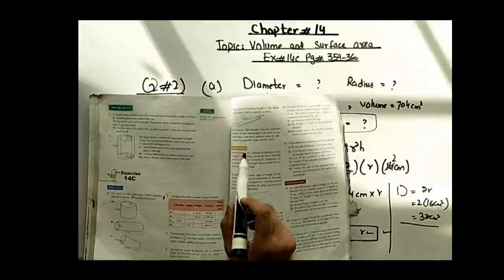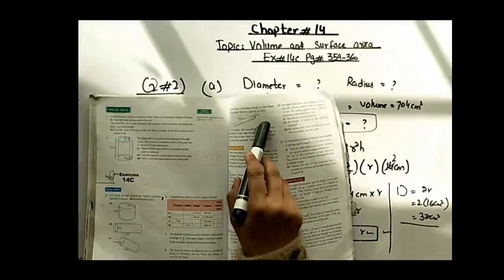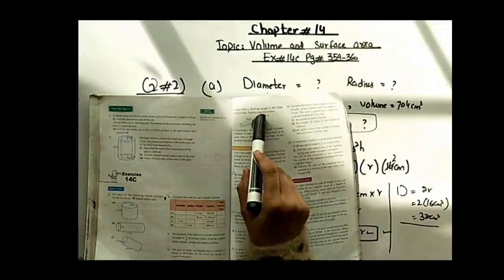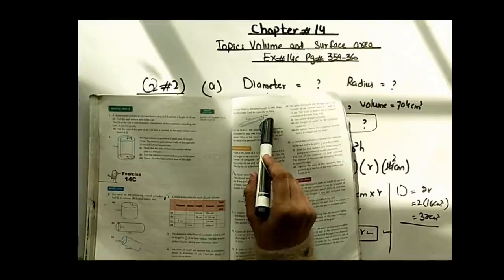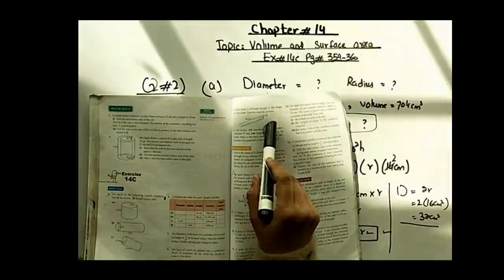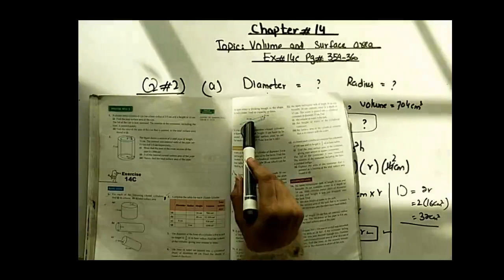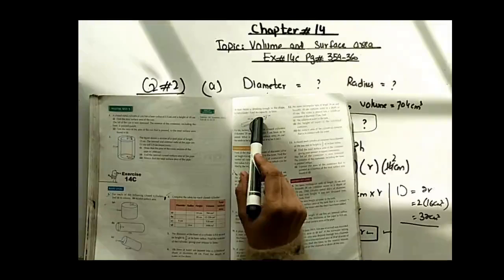The figure shows a digging tool in the shape of a half cylinder. Find its capacity in liters, which means they are asking about the volume. This whole line represents the 15 centimeters, which is the diameter. So first you will find the radius. As we know that d is equal to 2r, it means r will become d by 2. So you will divide 15 centimeters by 2, then you will get r. And h is equal to 84 centimeters. Then you will find the volume of the cylinder.